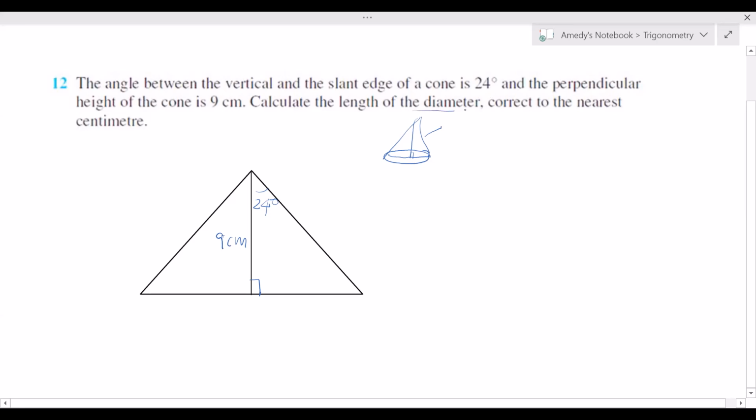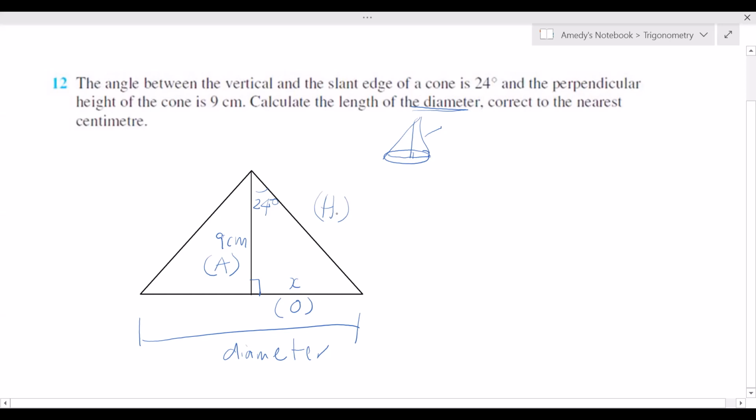Calculate the length of the diameter. Here's the diameter. But we need a right angle triangle to help us. So I'm going to use only half of the triangle, which is a right angle triangle. Let's label this as X. Again, label the names of the sides. X is opposite of 24 degrees, and 9 is immediately next to 24, so it's adjacent, and this is the hypotenuse, opposite of 90 degrees and the longest side. All right, now we can choose O and A. O is what you're looking for. A is what is given. H has nothing to do with this question, so leave it behind.